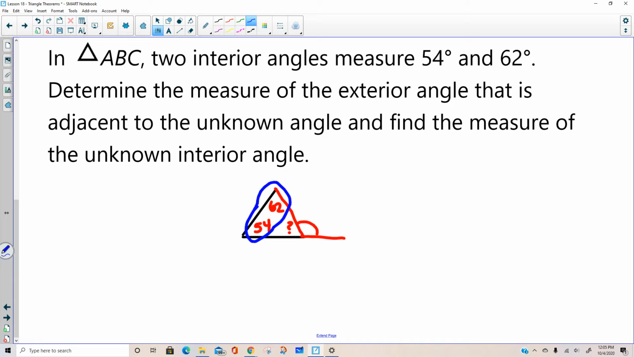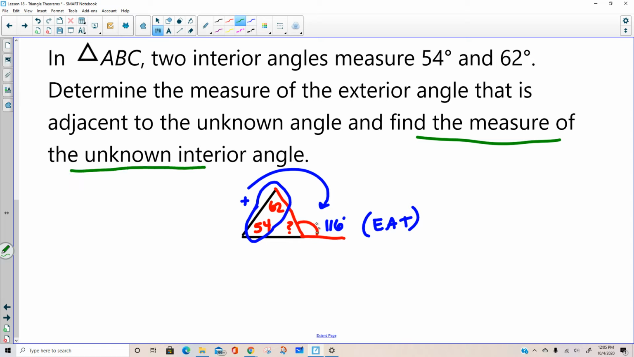Okay, so take the sum of the two remote interior angles, add them up, 54 and 62. So that's going to be 116 by exterior angle theorem. And then find the measure of the unknown interior angle. Okay, so this one either by supplementary angles or by triangle sum, both of which have a sum of 180, 64 degrees. So SA with this one here or triangle sum.